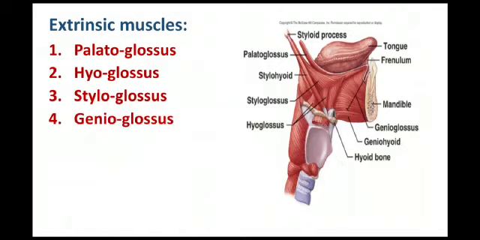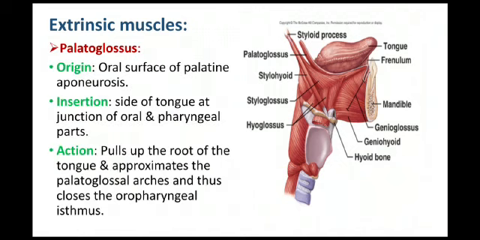Next, coming on to the extrinsic muscles. These are the palatoglossus coming from the palate, that's the soft palate, hyoglossus coming from the hyoid bone, styloglossus coming from the styloid process, and genioglossus coming from the genial tubercles. So now we'll go on to the palatoglossus.